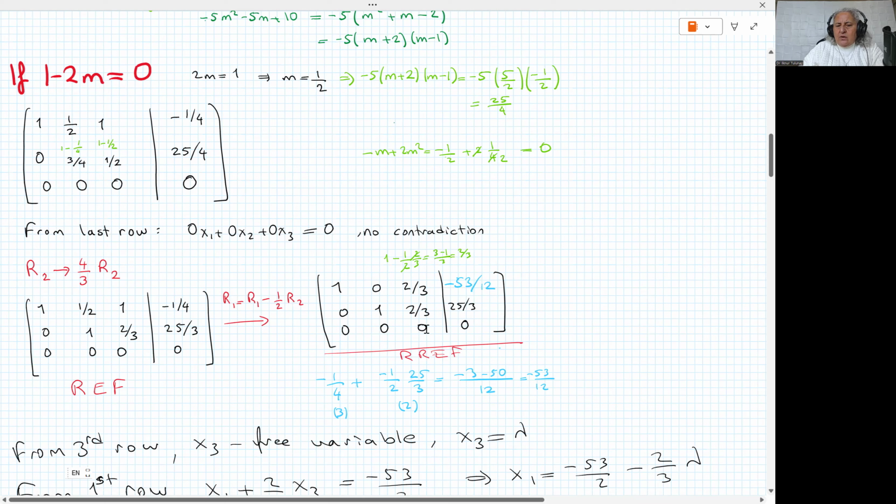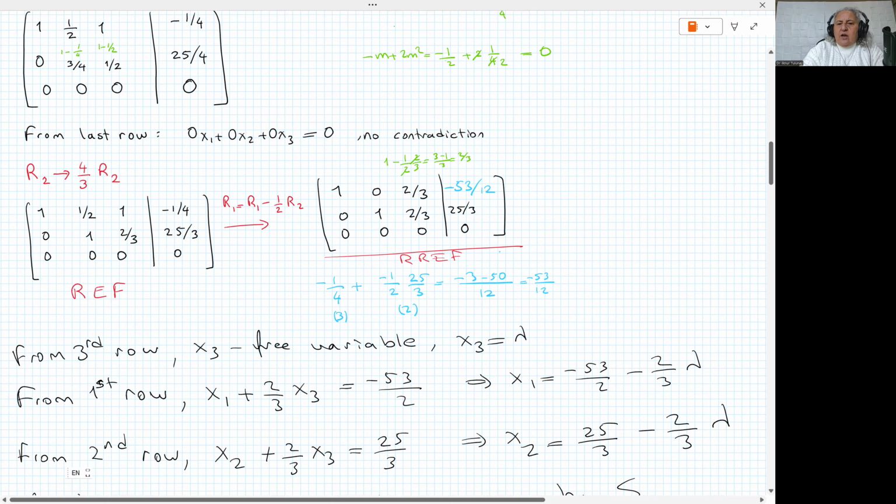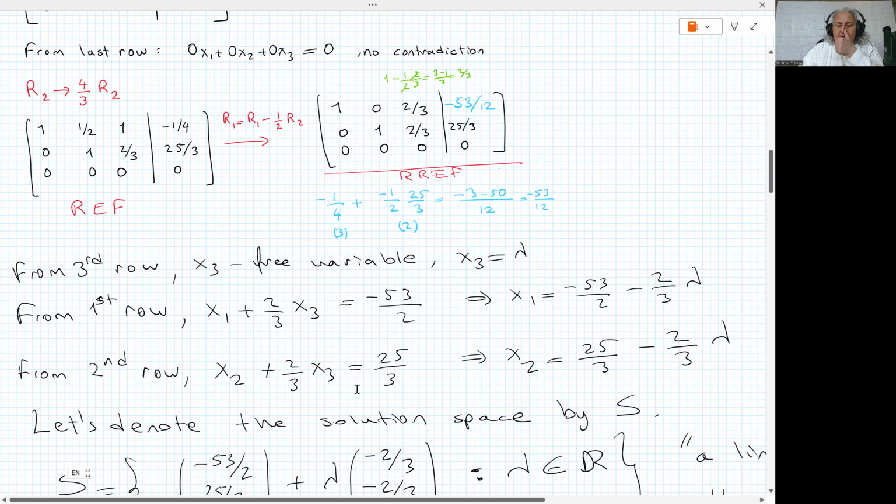Since we have 3 unknowns, but we found only 2 leading coefficients. This has 1 leading coefficient, there's another leading coefficient. We have 2 leading coefficients. That means that we have infinitely many solutions because one of them is a free variable. So from the third column, actually, we will be able to say that there exists a free variable. So x3 is a free variable.